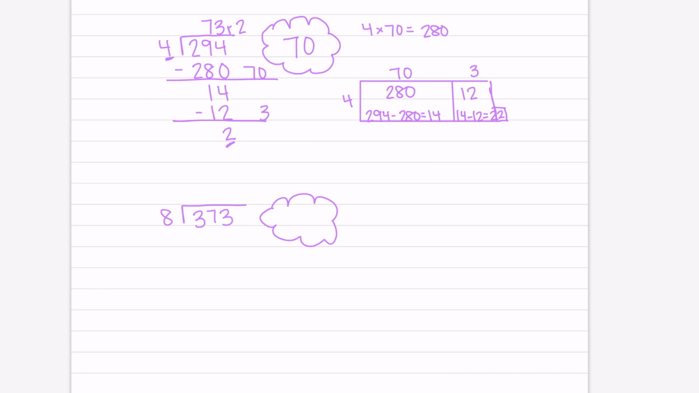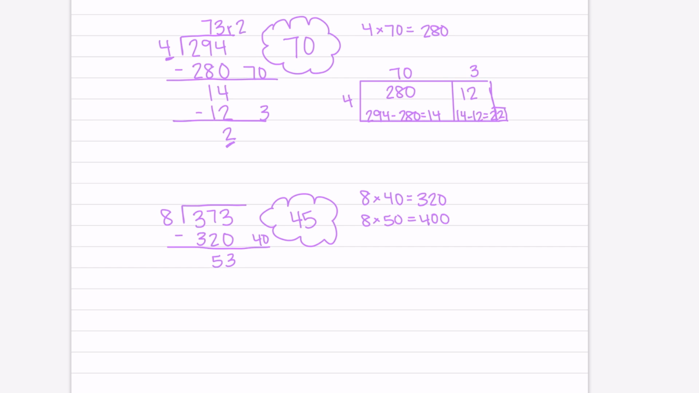So for my estimate, I know that 8 times 40 is 320. 8 times 50 is 400. So I'm going to go with an estimate of 45. So I'm going to start by taking away my 40 groups of 8, which is 320. I am left with 53.